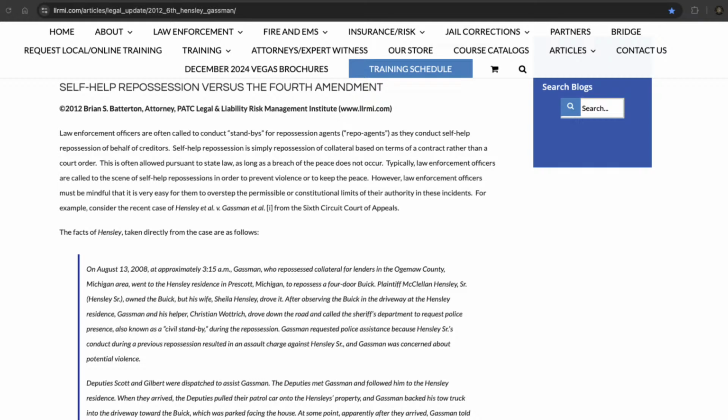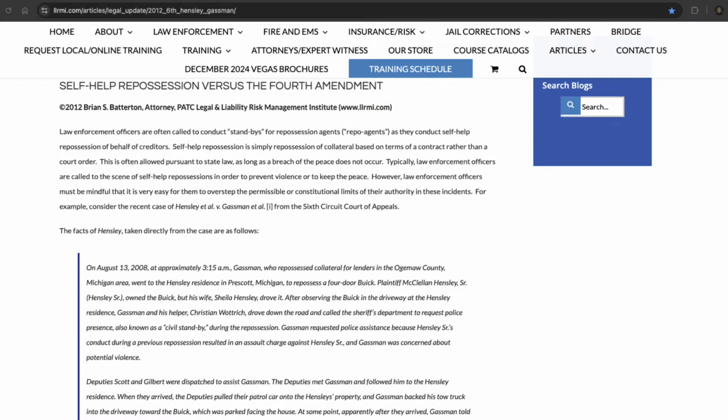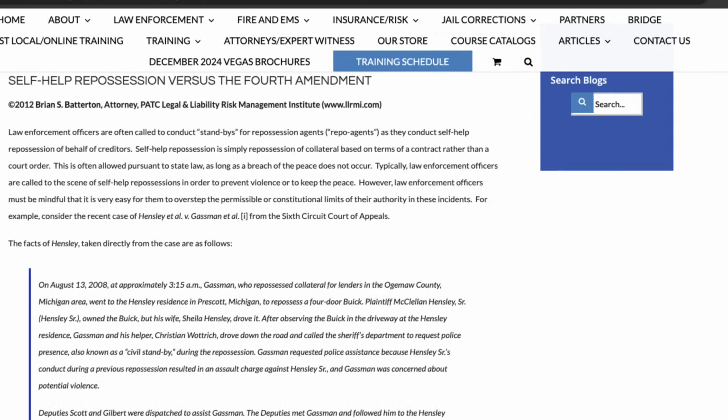Typically, law enforcement officers are called to the scene of a self-help repossession in order to prevent violence or to keep the peace. However, law enforcement officers must be mindful that it is very easy for them to overstep the permissible or constitutional limits of their authority in these incidents. For example, consider the recent case of Hensley et al. versus Gassman et al. Et al. means and others, from the Sixth Circuit Court of Appeals. The facts of Hensley, taken directly from the case, are as follows.